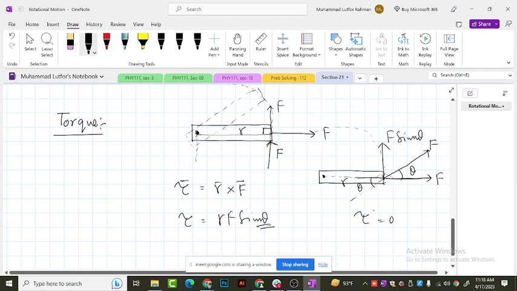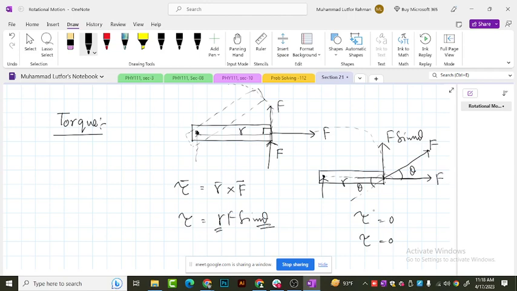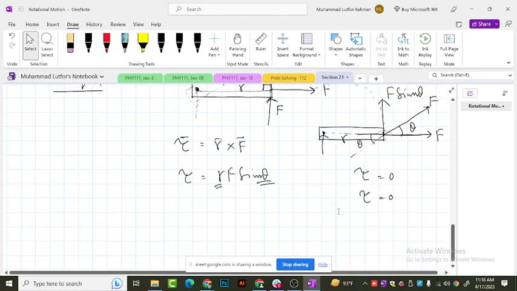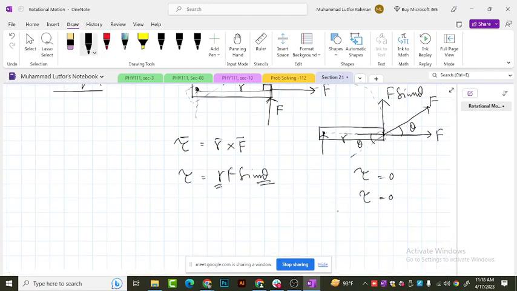That's why the torque would also be 0. If you apply the force over here, then also the torque on the system is 0. In that case, why? Because your R is 0. The lever arm is 0 over here. So that's why the torque would basically be 0. You can find the direction of this torque using the right hand rule.